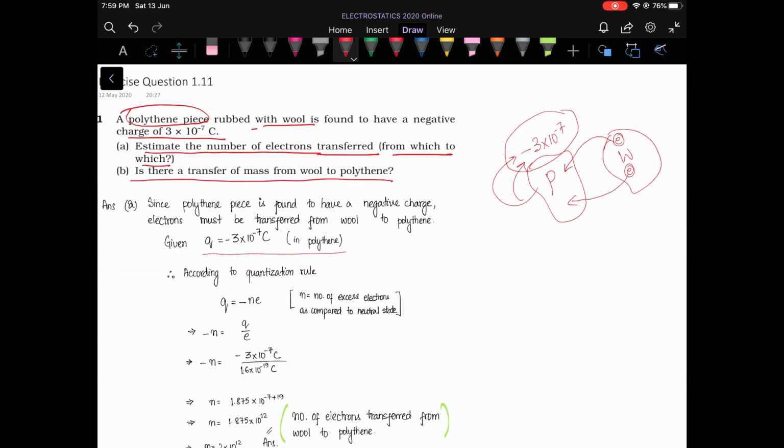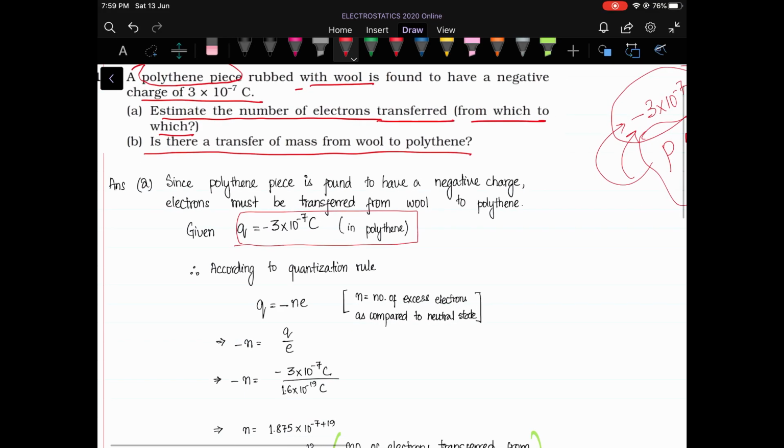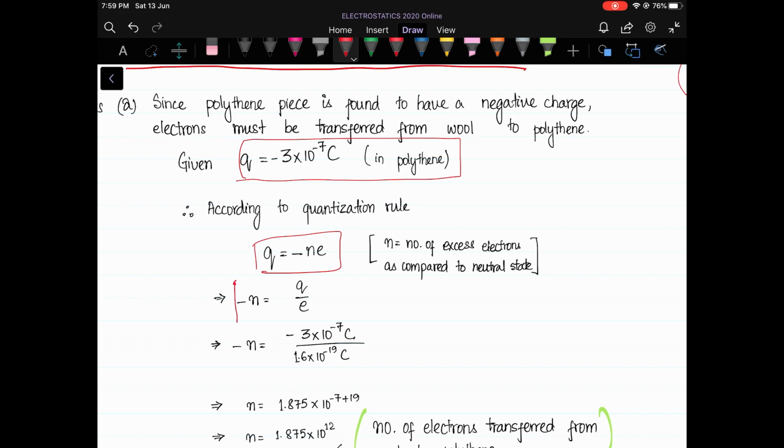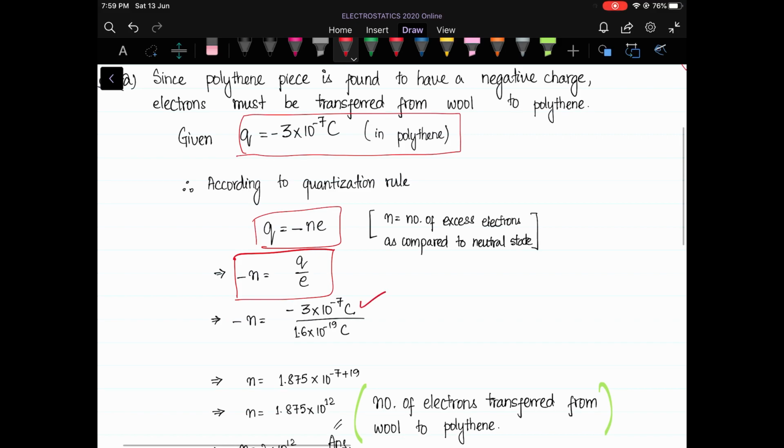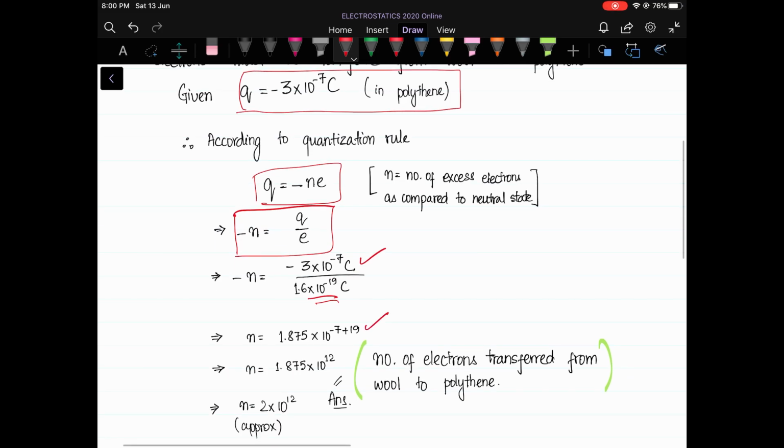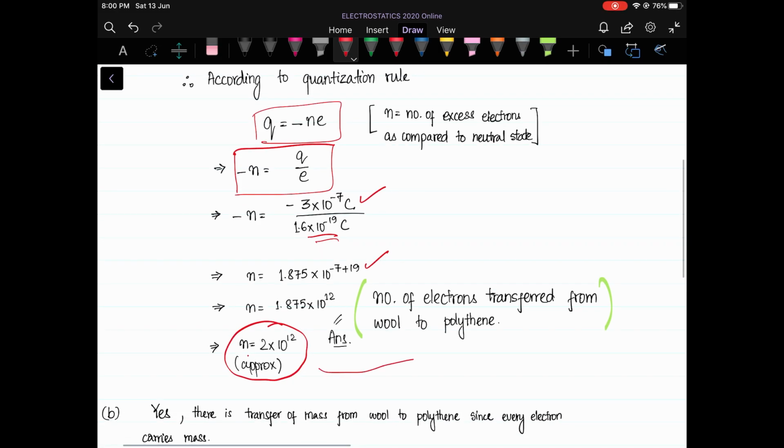So we have written the charge gained by your polythene. Then we have used the quantization rule, which is Q equal to minus n times e. This minus is up to you, you can use it, or without the minus also you can work here. We simply write n equals Q by e and put the value of your Q, which is 3 × 10^-7, divided by your e, which is 1.6 × 10^-19. On simplification, we are going to get around 2 × 10^12, which is nothing but the number of electrons transferred from wool to polythene.